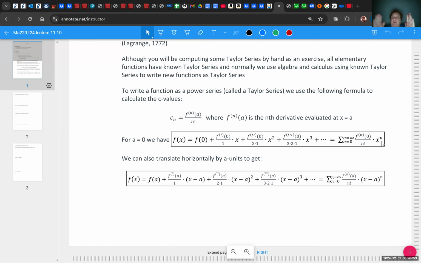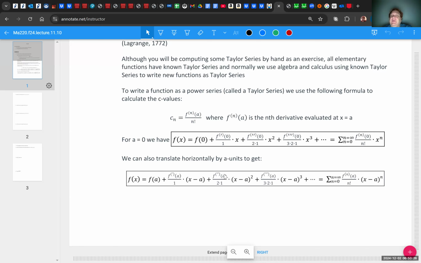Now, sometimes we don't have 0 as the center point of our polynomial, and so we would shift it to the right or the left by a units. If we shift it, we get a very similar looking Taylor series, which is this bottom box here. But instead of just x to the n, it'll be x minus a to the n. So x minus a squared instead of just x squared, x minus a cubed instead of just x cubed. And we evaluate all the derivatives at a instead of at 0, because we're not at 0 anymore.